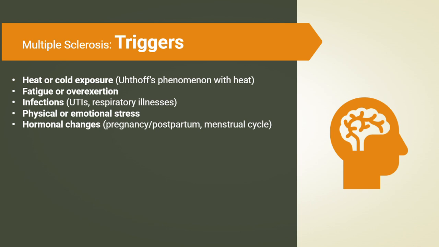Finally, hormonal changes may influence multiple sclerosis activity. Some women experience symptom improvement during pregnancy due to natural immune suppression, followed by increased relapse risk in the postpartum period when the immune system rebounds. Other hormonal changes, such as menopause or menstrual cycle fluctuations, can also impact symptoms. Understanding these triggers helps patients anticipate changes in their condition, modify daily routines, and seek help early when a flare may be starting.